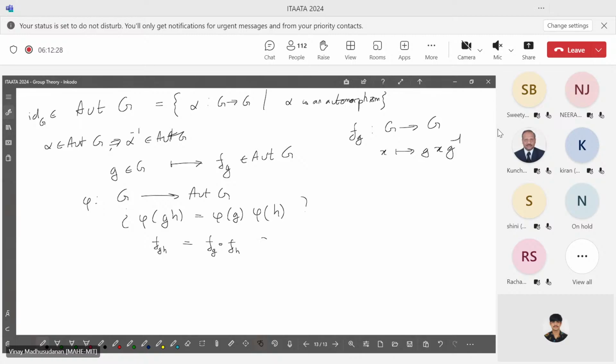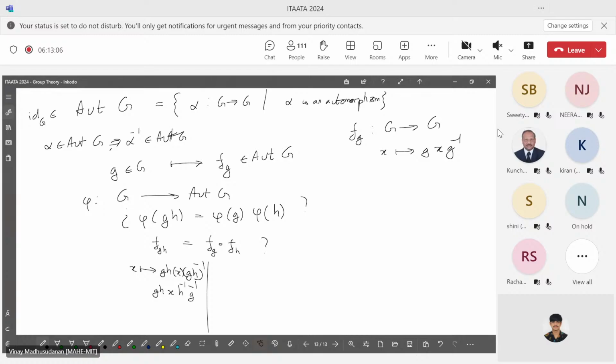So again, the question is, is this true? On this side, x maps to what? Equality of functions means they act the same way on the set. That means every element maps to the same element on both sides. So here if you take x, x maps to what? It maps to g x g inverse. Okay, that's not right. What about the other side?